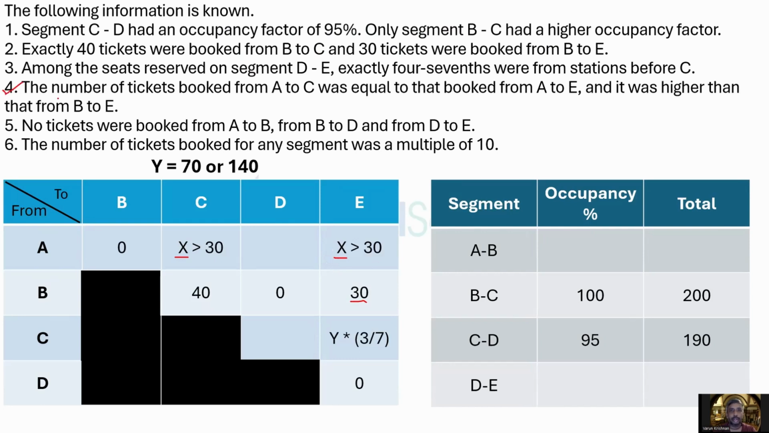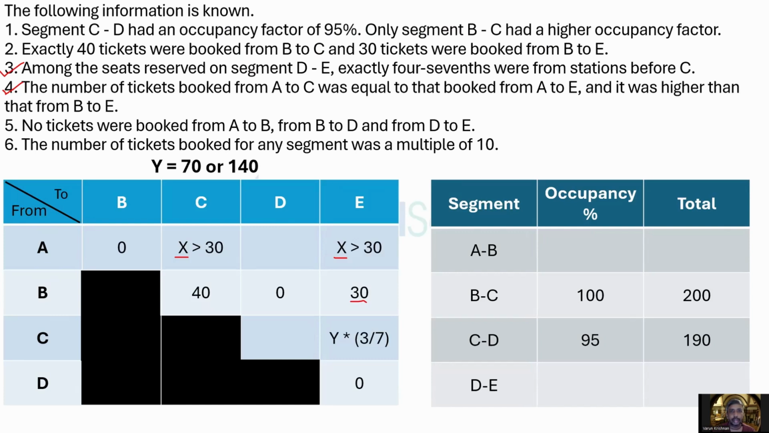Next clue that I'm focusing on here is clue number 3. That was also a clue left for us to consider. Clue 3 says, among the seats reserved on segment D to E, so people who are traveling from D to E. Now, who are traveling from D to E? People who have booked tickets from A to E are in the train during the segment D to E. People who have booked the ticket from B to E are also in the train during the segment from D to E. And people who have booked the tickets from C to E, and people who have booked the tickets from D to E. All these people are in the train in the segment from D to E.